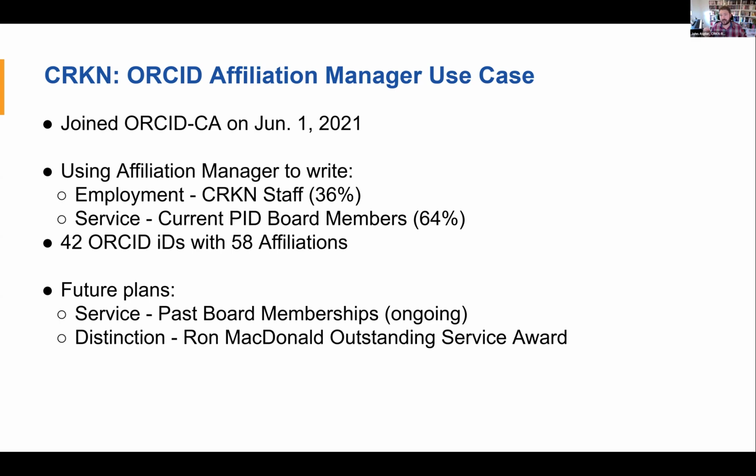We are specifically focusing down on 3 committees that CRKN runs supporting persistent identifiers. We've currently done all current board members, where we've done a little bit of past board membership, but we want to sort of formalize that process and really make sure that we capture as many people as we can. And then finally, we also give out an annual award, something that would fit into the distinction category. So that's something that we really want to start considering going forward. Next slide, please.